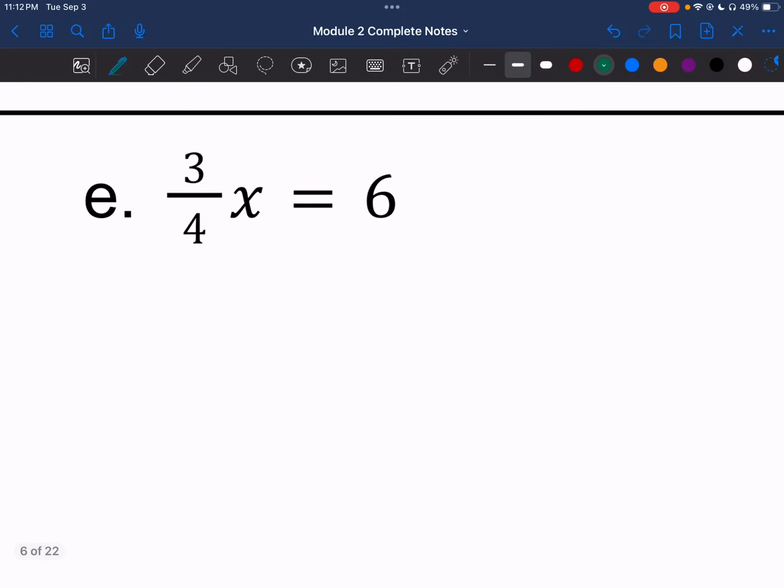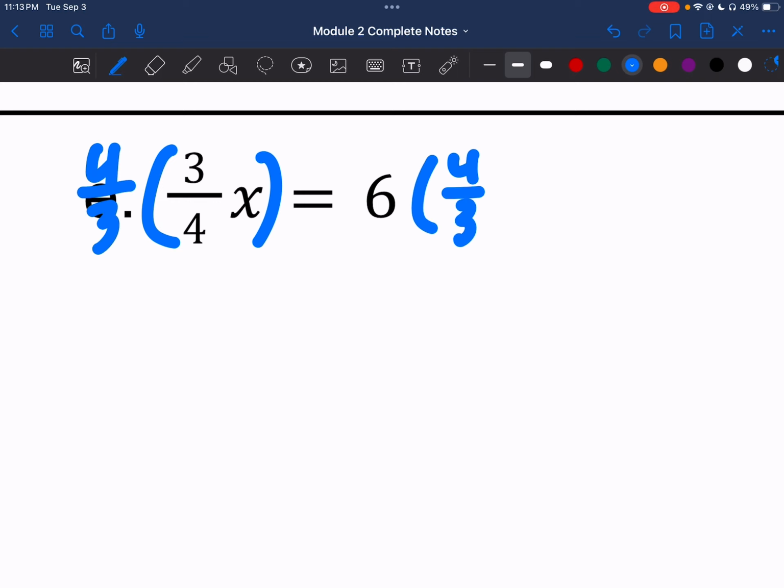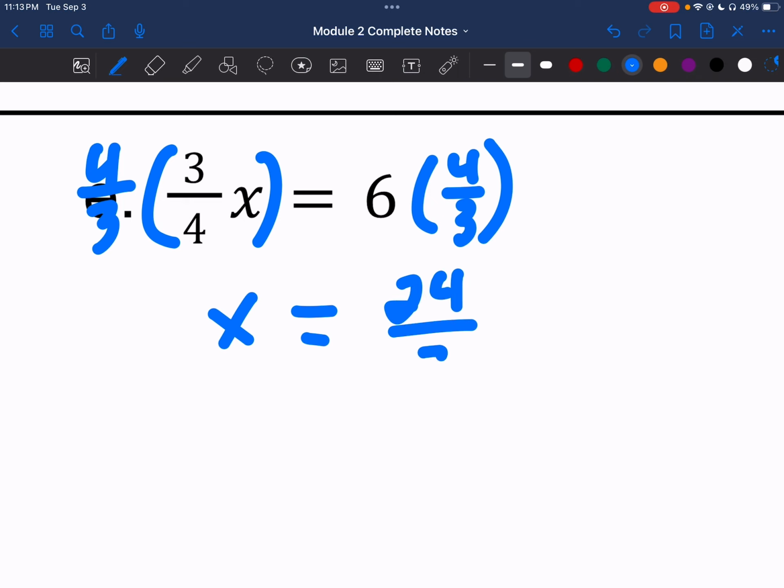All right, letter E. We have 3/4 x equals 6. This is another prime time for us to be using that multiplying by a reciprocal idea. So we put parentheses and we do 4/3 and 4/3 on both sides of our equation. Our left side cancels out. I'm left with just x because 4 times 3 is 12, 3 times 4 is 12, and 12 divided by 12 is 1. So we have x is equal to 6 times 4, which is 24, over 3. When I simplify that, 24 divided by 3 gives me simply 8.